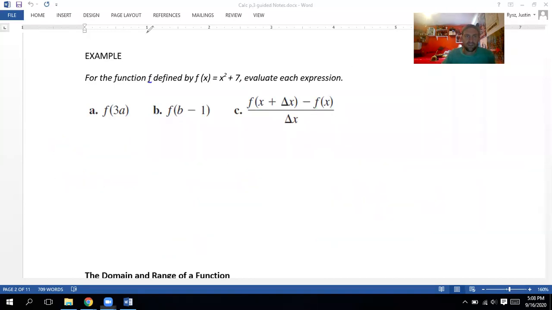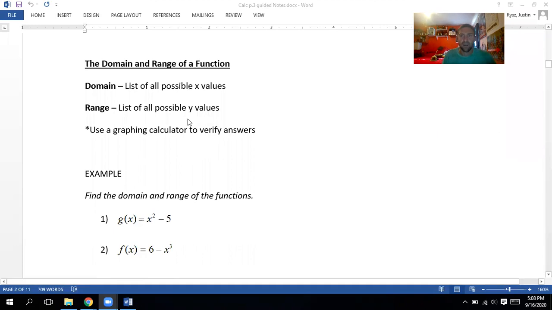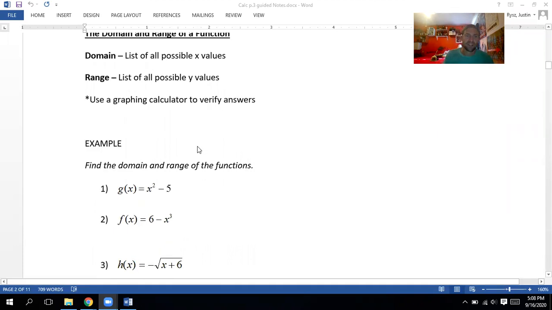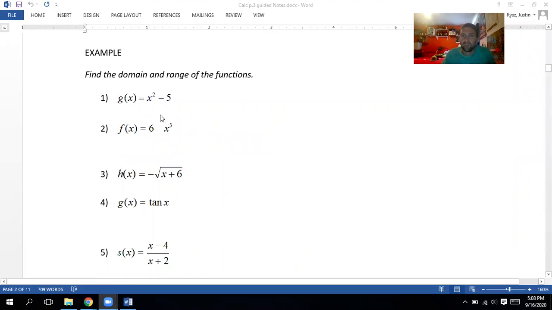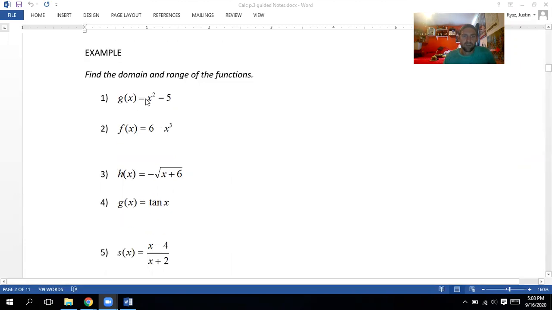Okay, scrolling on here. Domain and range. So the domain is simply the list of all possible x values. The range is the list of all possible y values. I always think the easiest way to figure this out is to use the graphing calculator. So if you want to pull up a graphing calculator and pause the video to look at these, or pull up Desmos as we go over this, this will help you out. But I'll try to explain it without going through some things. It shouldn't be too bad for the first 3, 4, and 5. I'd still probably use a graphing calculator with.